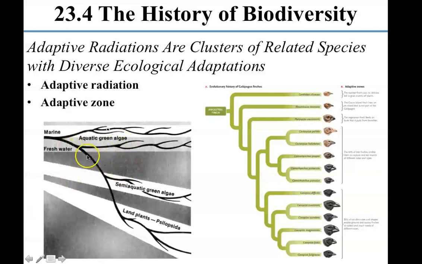And then some of these green algae were able to move onto the land entirely, so they were able to break into this adaptive zone. So you can see that there's 4 adaptive zones represented in the picture. There's the marine, the freshwater, the semi-aquatic, and then the terrestrial environment. So the algae progress from the marine and freshwater to the semi-aquatic to the land. And so these are examples of fairly rapid speciation following the colonization of a new adaptive zone.